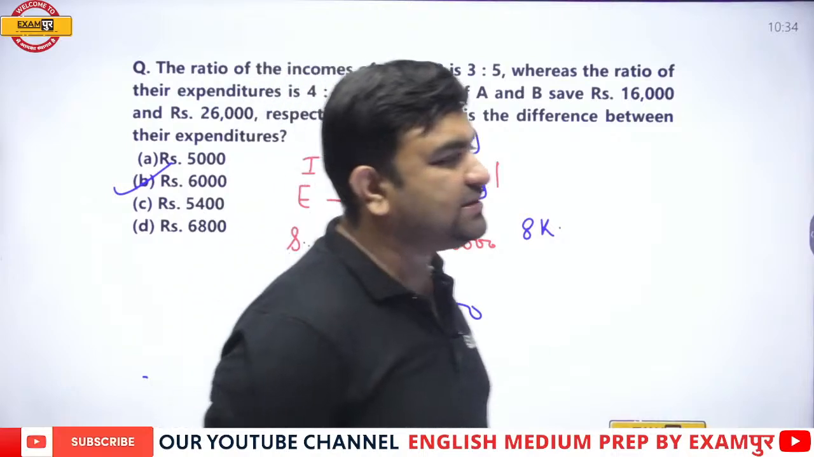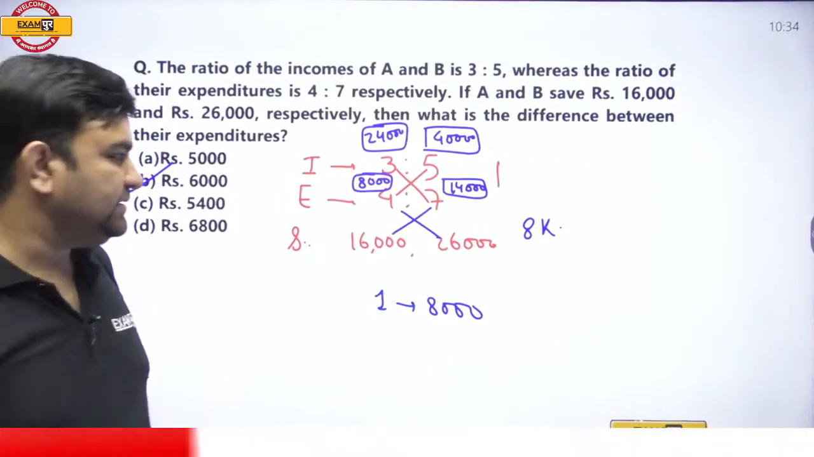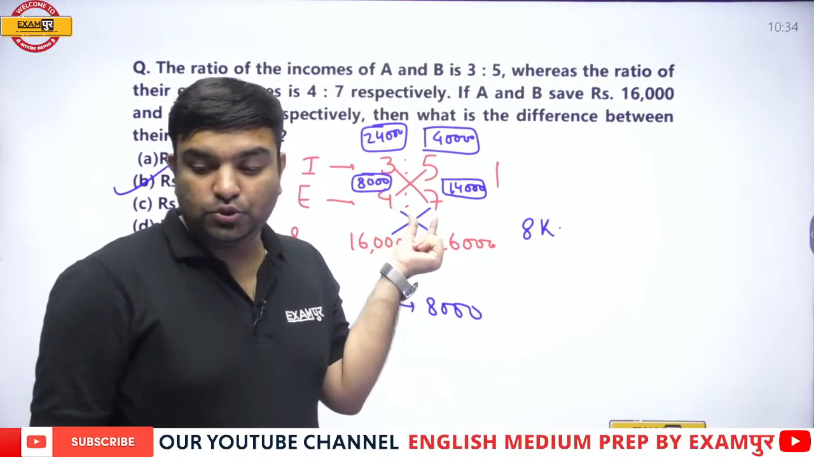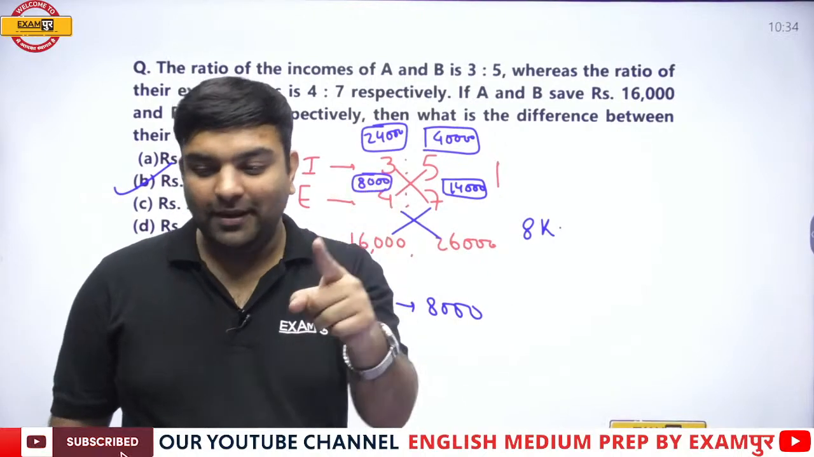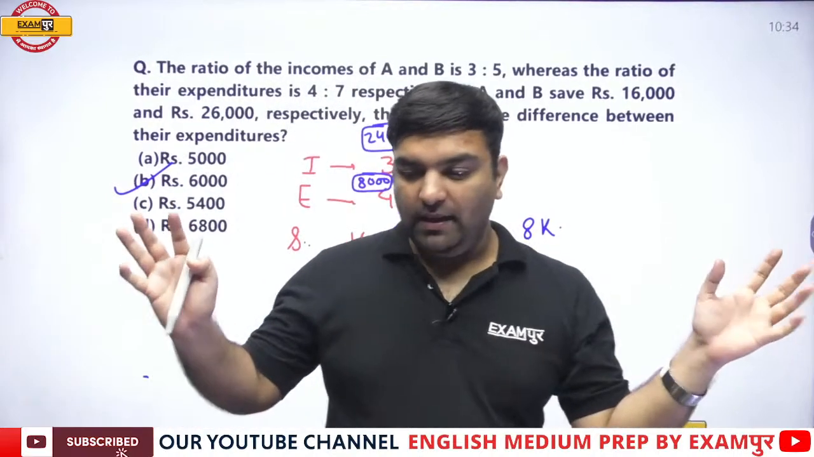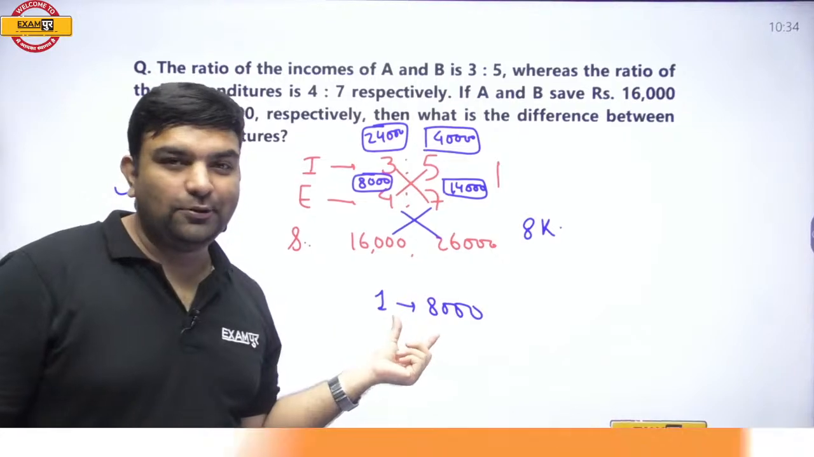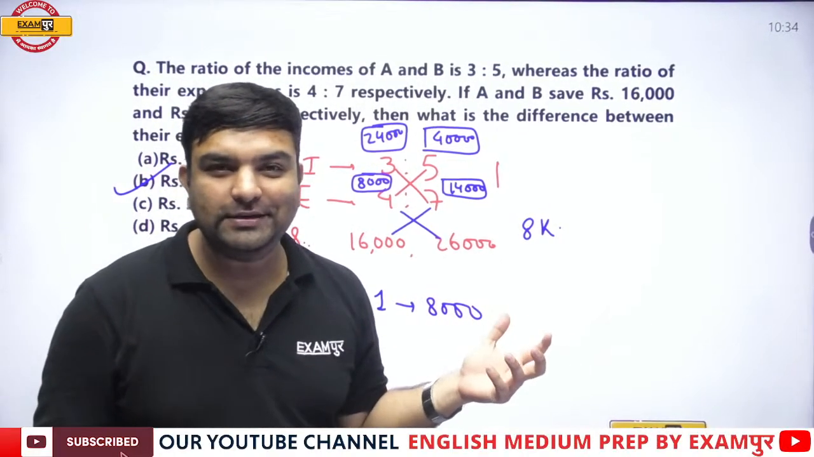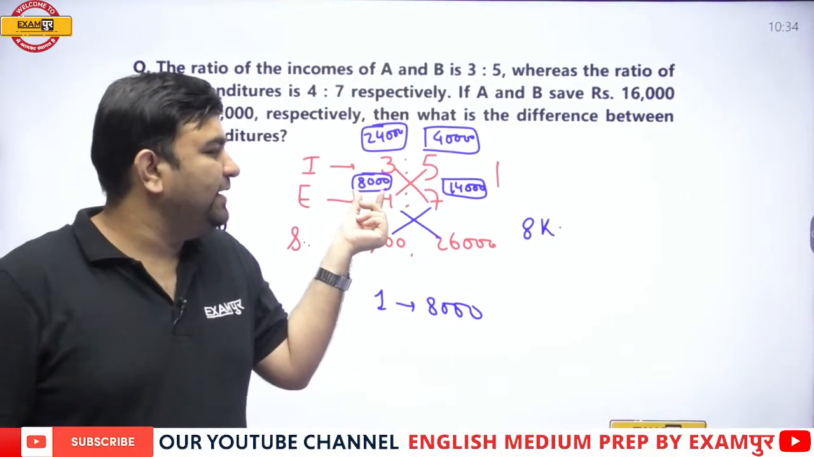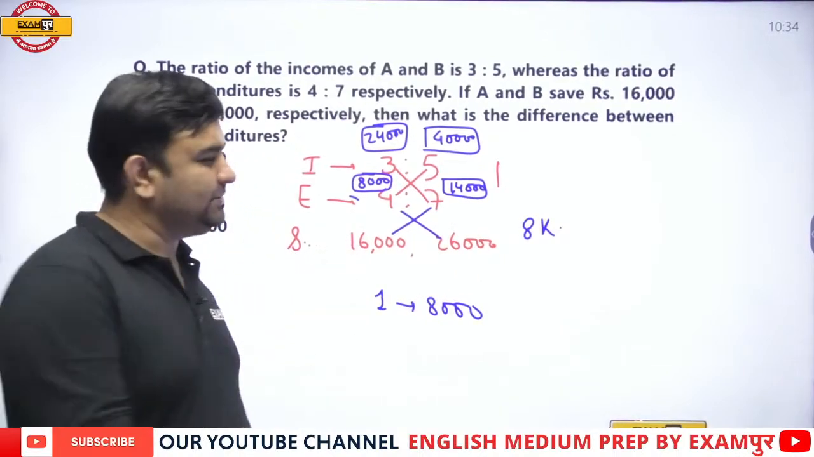So even if they are asking the expenditures, we can give the answer. However, if you say, sir, 1 is equal to 8K, so 3 is the difference, 24K, then you are wrong. All logics clear? 24,000 is not the difference between their expenditures. The difference between their expenditures is 8,000 and 14,000. The difference between them is 6,000.